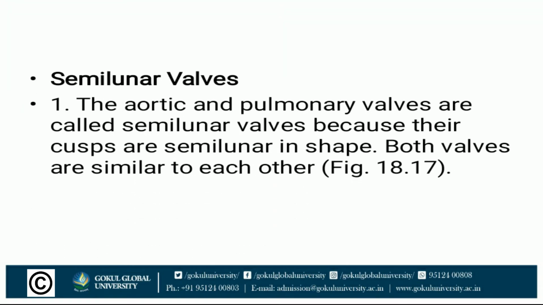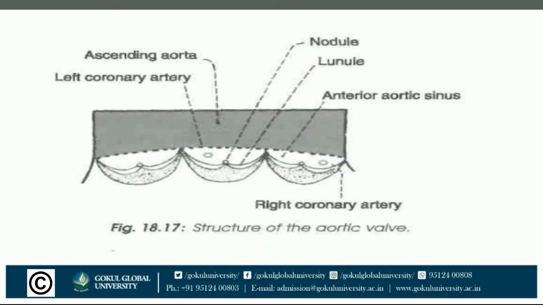Now we will discuss semilunar valves. The aortic and pulmonary valves are called semilunar valves because their cusps are semilunar in shape. Both valves are similar to each other. Aortic and pulmonary valves are termed semilunar valves due to their semilunar shape.